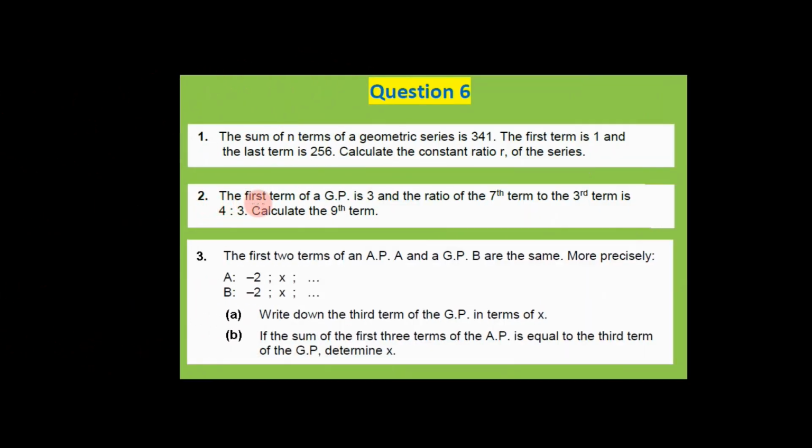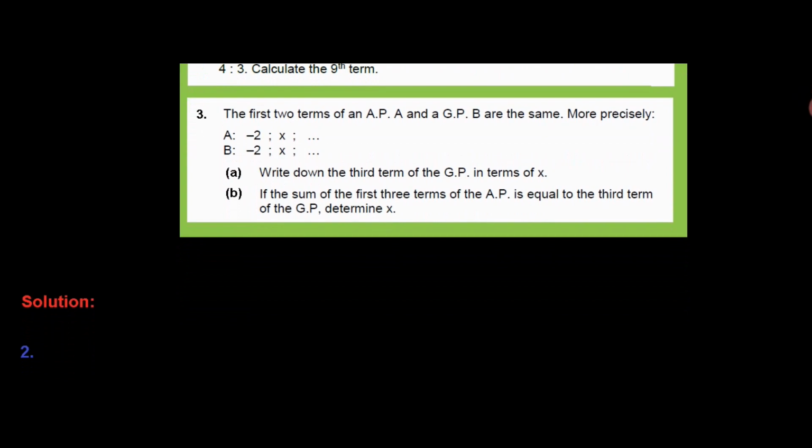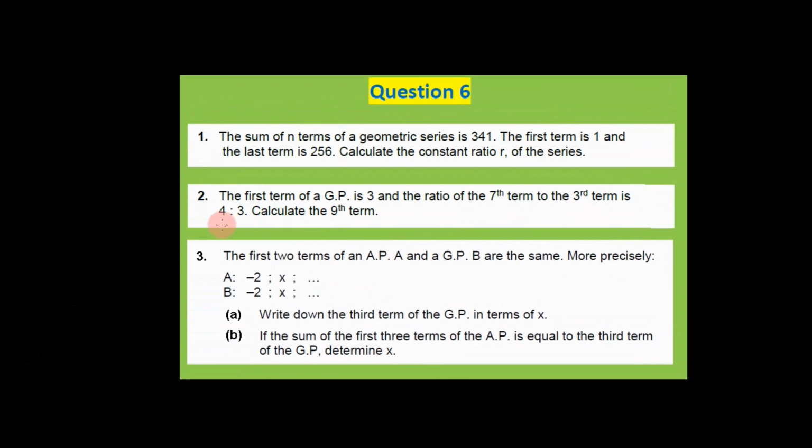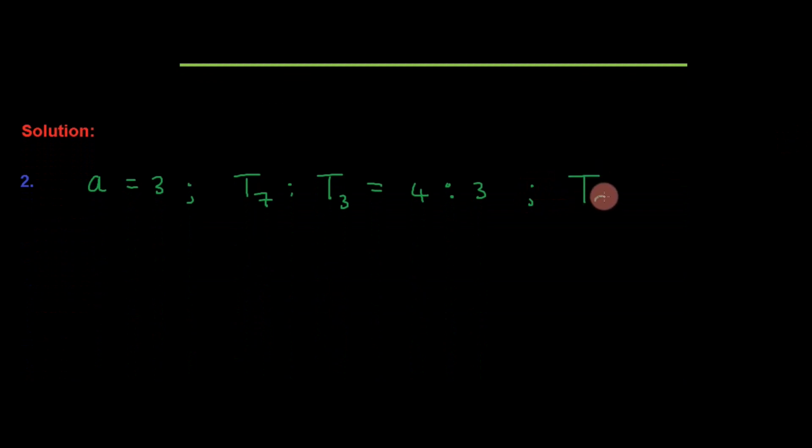In the second question here it says the first term of a GP is 3 and the ratio of the seventh term to the third term is 4:3. Calculate the ninth term. So let's start by writing down what we are given. We are told that the first term is 3 and the ratio of the seventh to the third term is 4:3. And we need to find the value of the ninth term.